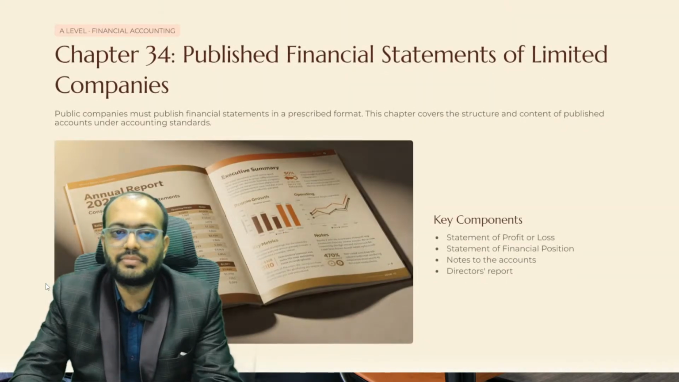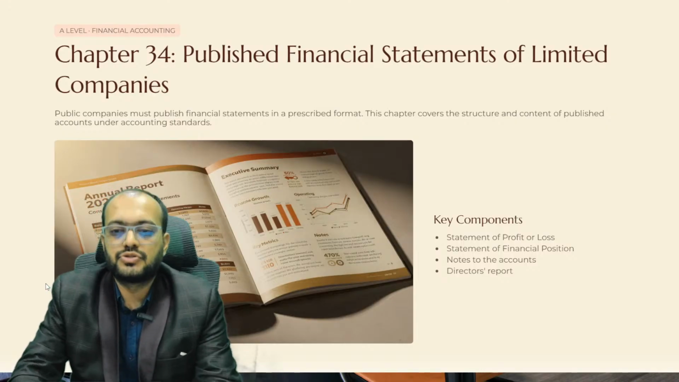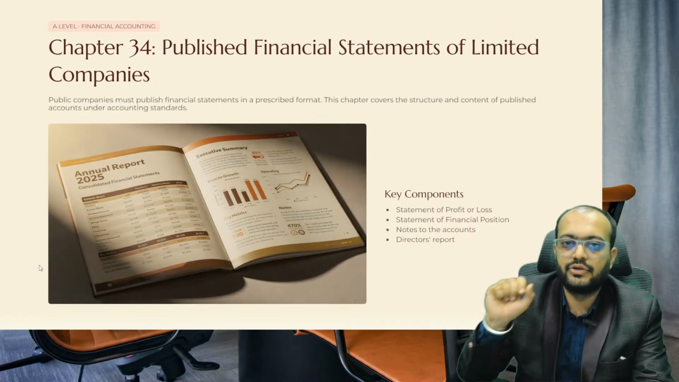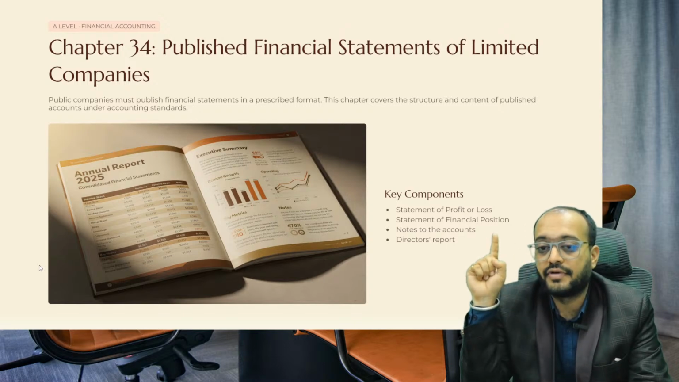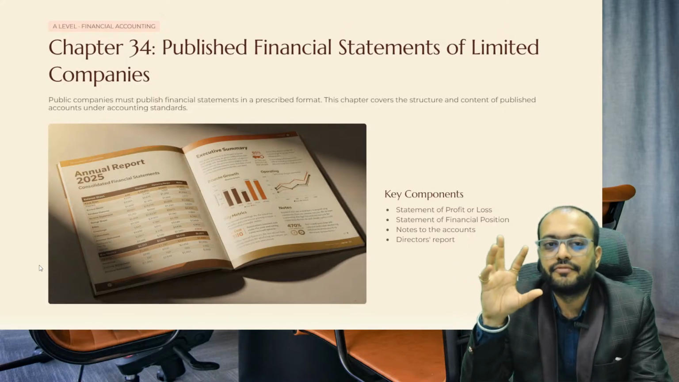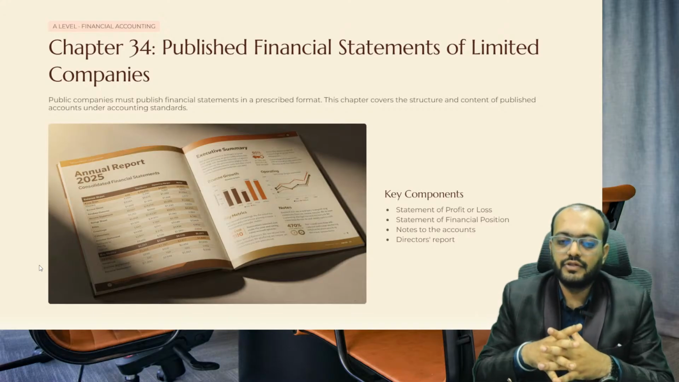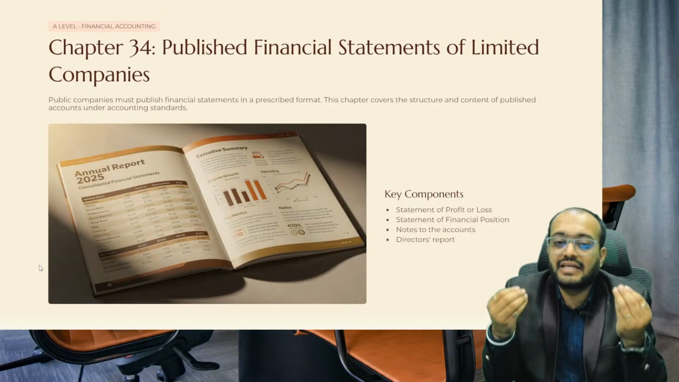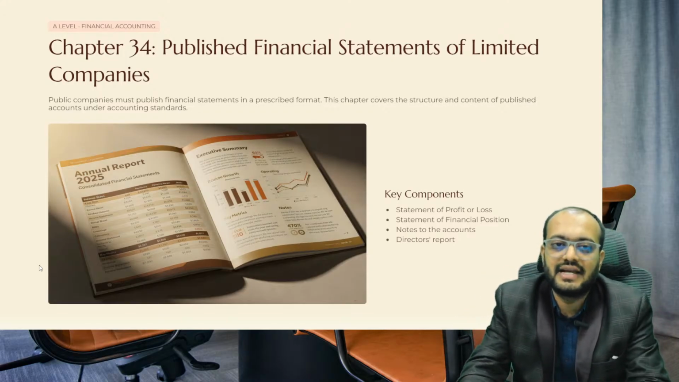Next, chapter number 34, published financial statements of limited companies. Students, we have to study here some parts related to the financial statements of a limited company, like the statement of profit or loss, statement of financial position, notes to accounts, and director's report. So we have to understand the financial statements. Even though an annual report is in front of us, we should at least have the capability to understand it. Since we are students of commerce and business, we should definitely understand it.